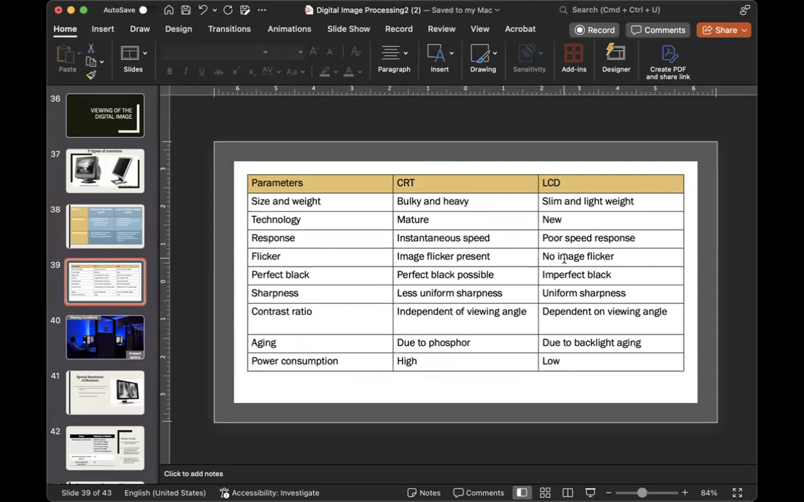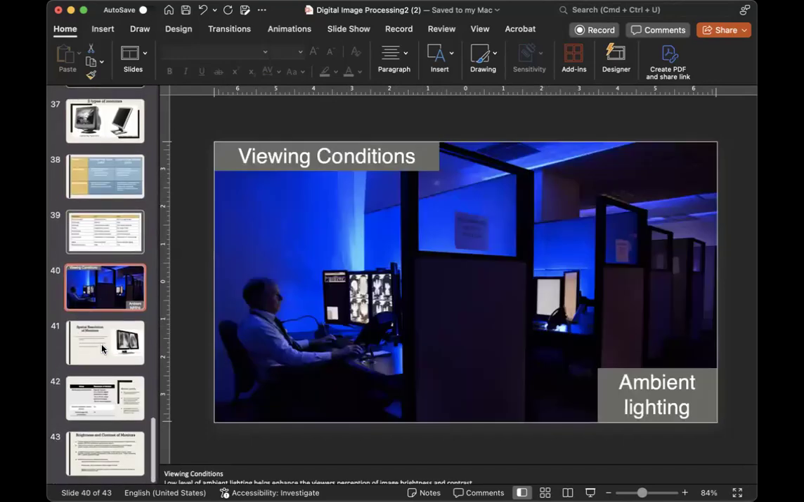And again, CRT monitors are getting out of date. We're starting to see more liquid crystal displays take over. As far as viewing conditions are concerned, essentially radiologists view images with ambient lighting. So you notice how there's blue light back here.